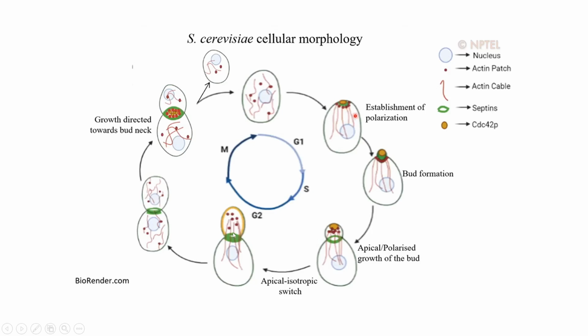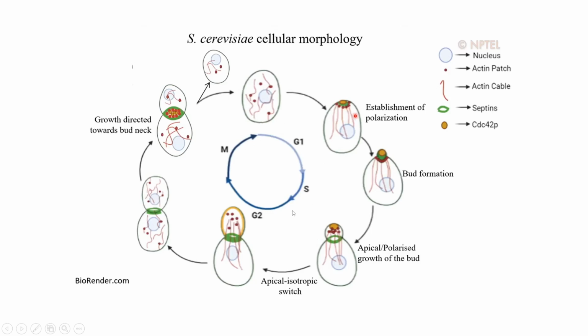So this cell is now ready to divide. The daughter cell will form the nucleus, and then the division will occur in the M phase. At the end of the M phase there will be a division, and in the division process as well there are septins and actin protein. The septin ring is there in green color, and the actin protein will help in the division of this daughter cell from the parent cell.